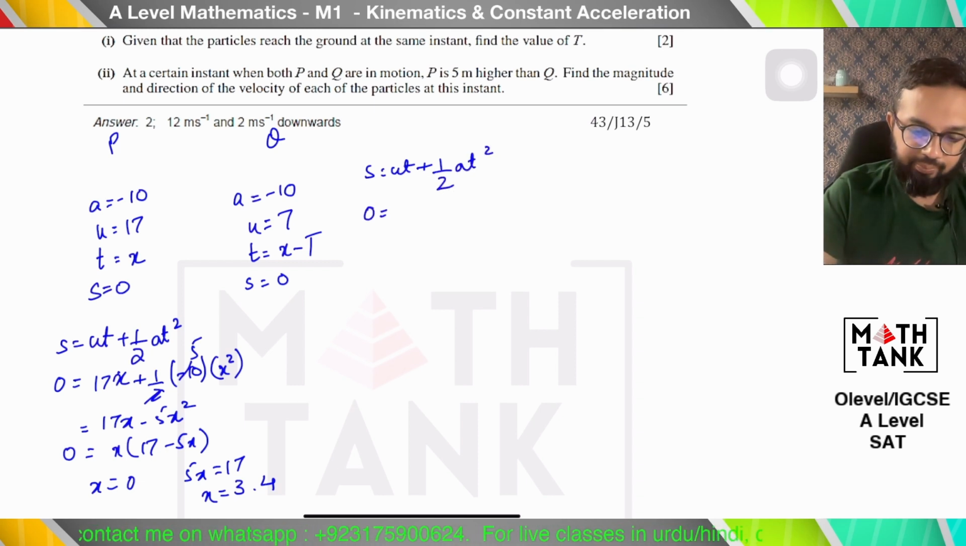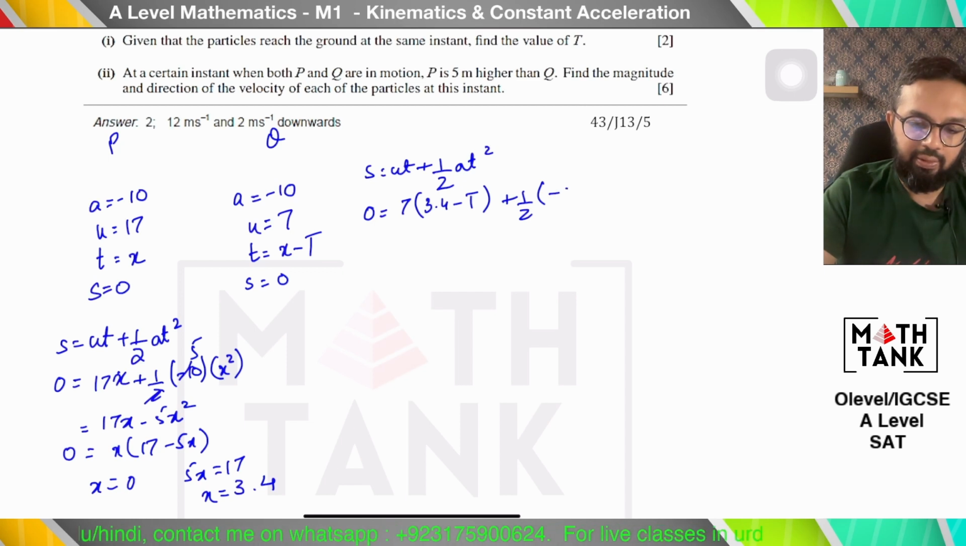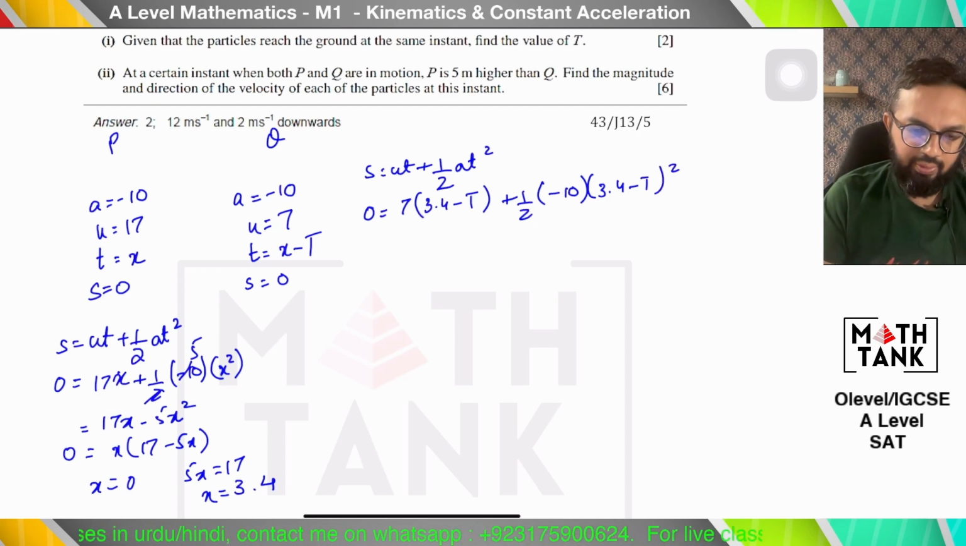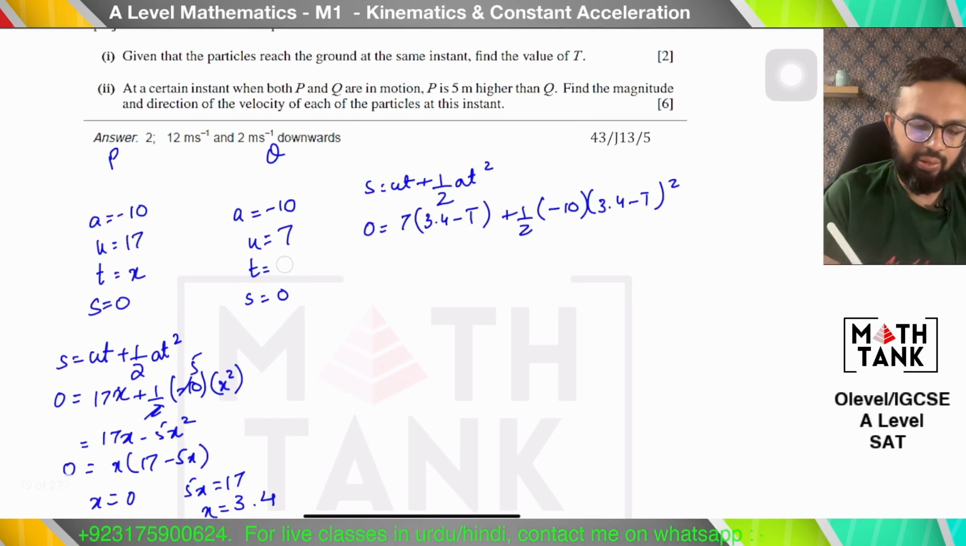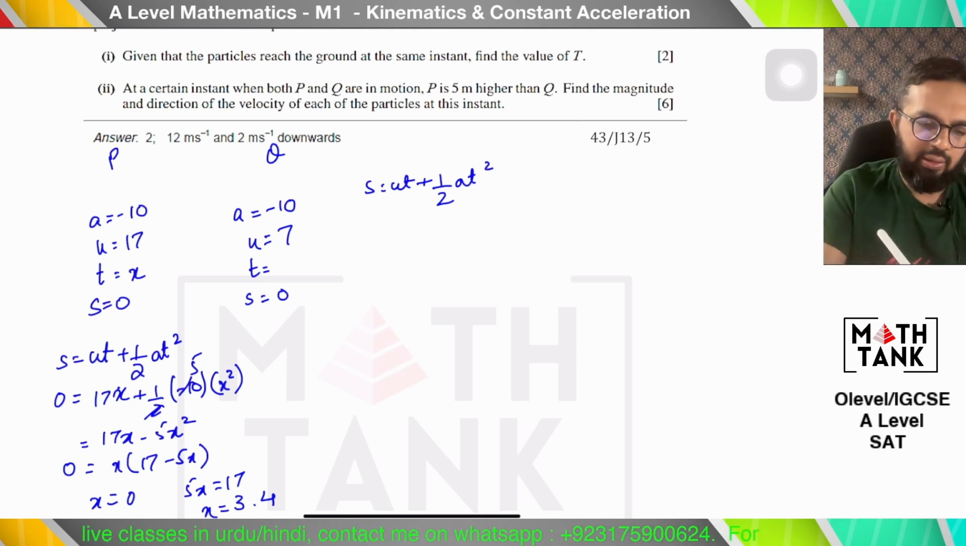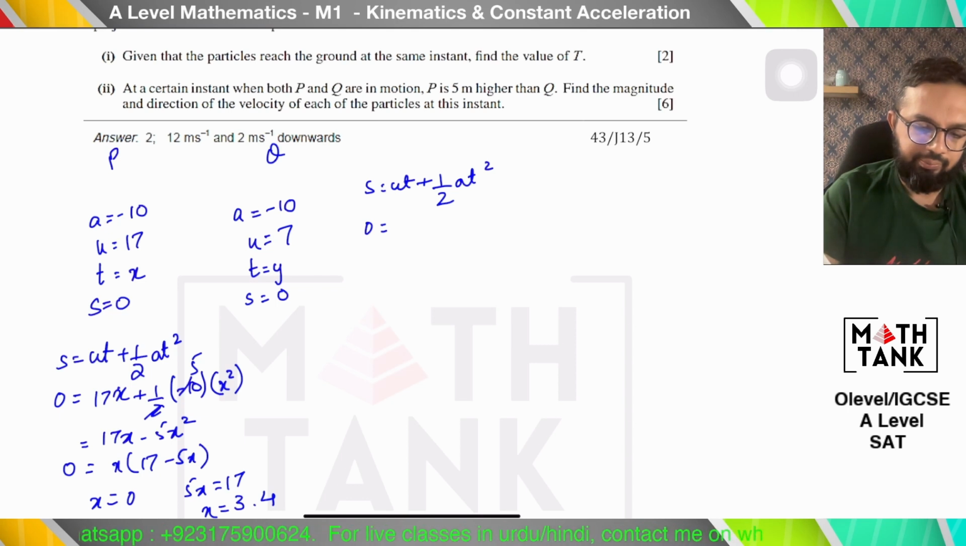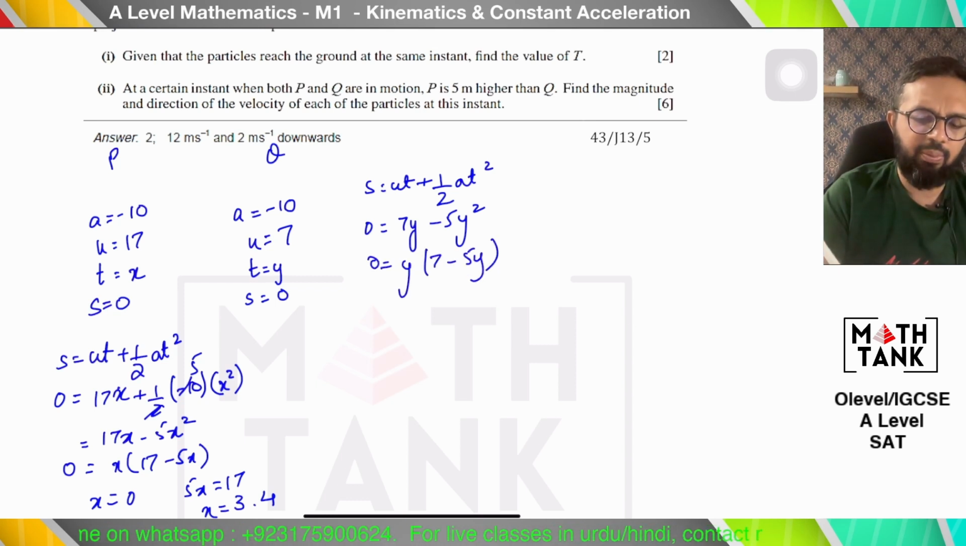0, u is 7, t is 3.4 minus T, half minus 10, 3.4 minus T squared. I could just call it a different variable and make it easier. Call it y. So 7y minus 5y squared. So y is just 7 minus 5y. That was becoming more complicated.